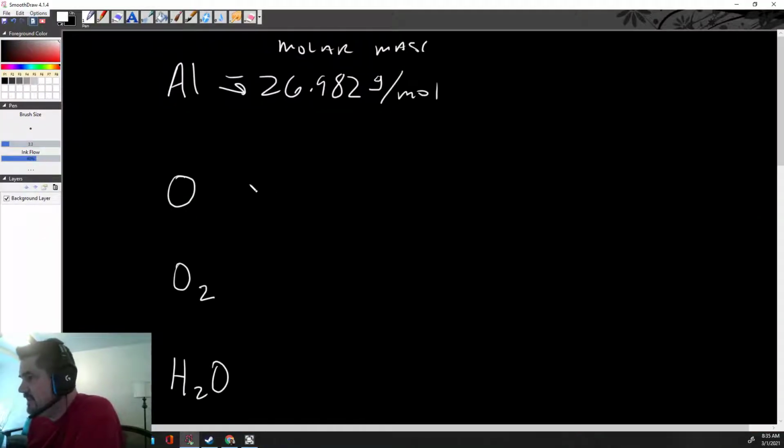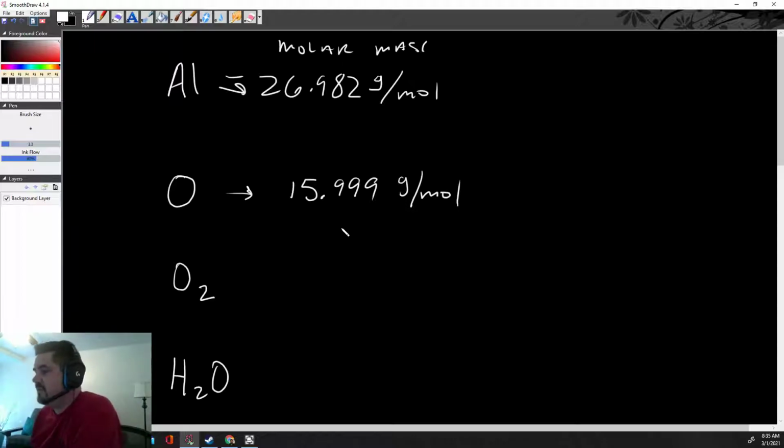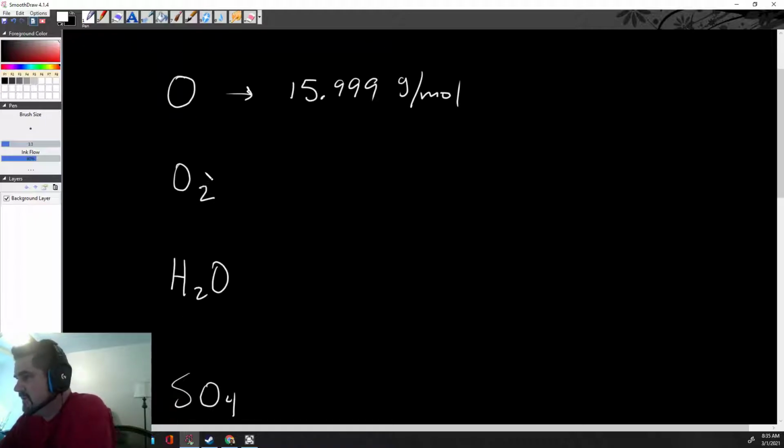A little too easy, really. The answer is 15.999 grams per mole. Pretty simple. Now we're getting into compounds. See, we weren't in compounds before, so technically now this is a molecule or a compound. A compound is two or more elements, and a molecule is technically two or more atoms.